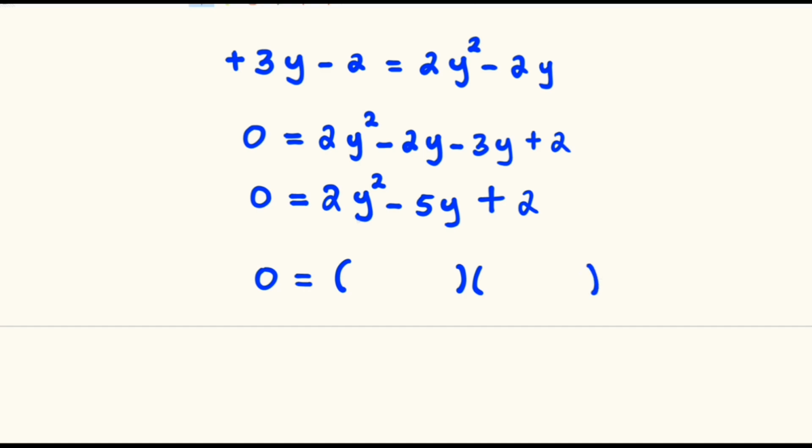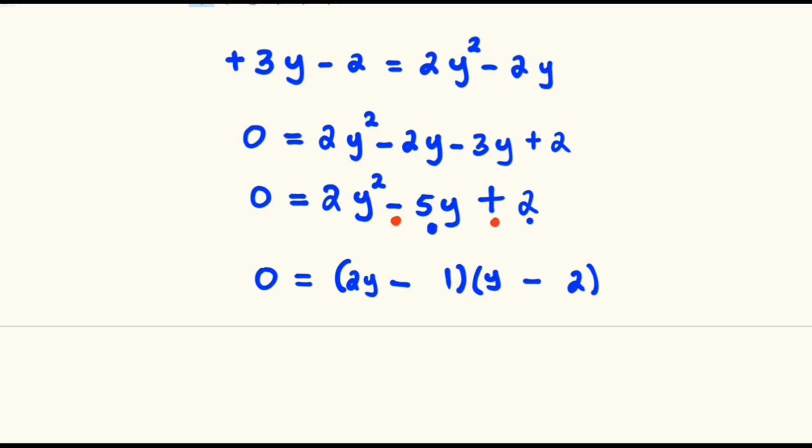So the factors of the 2y squared will be equal to the 2y and y. We have the negative 5y in the middle, and the factors of the 2 are 2 and 1. We take the 2 and we place it far right so that it can multiply with the 2y. We have the negative followed by the positive, so inside the parentheses we have negative and negative.